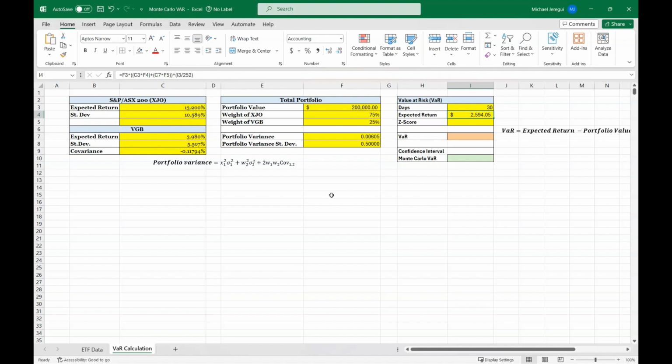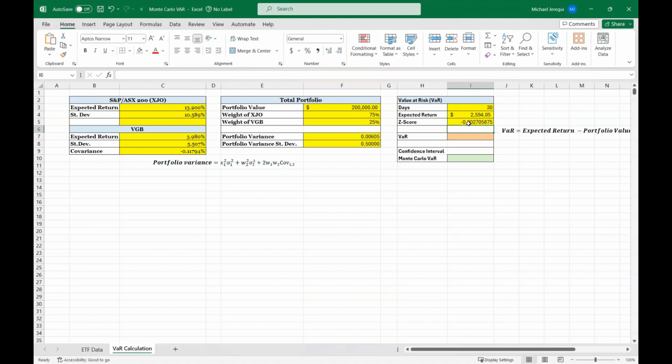$2,594 shows us the expected return that we are supposed to make in the period of 30 days. So with the Monte Carlo simulation, we are actually going to come up with about 10,000 different simulations. And so we're going to grab a random z-score for each scenario, assuming the normal distribution. So to do that, we'll say equals NORM.S.INV. Then this grabs us a random z-score. And we need to put in a RAND function to make it a normally random distribution.